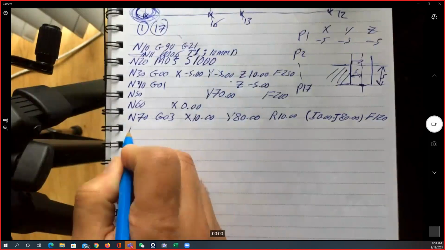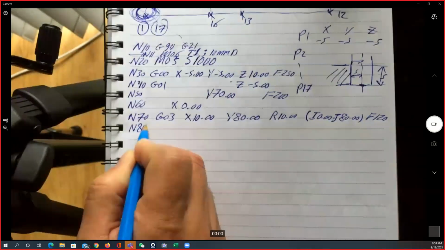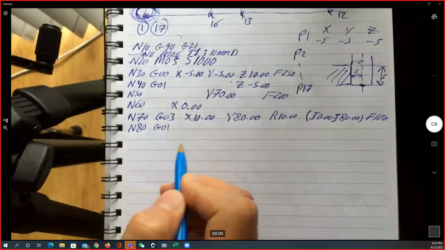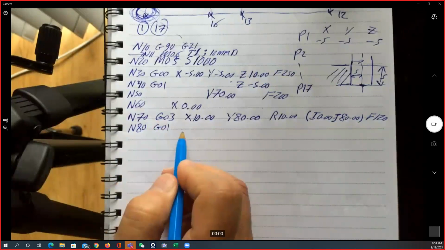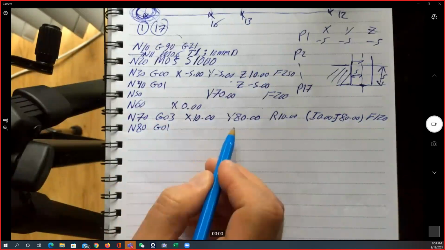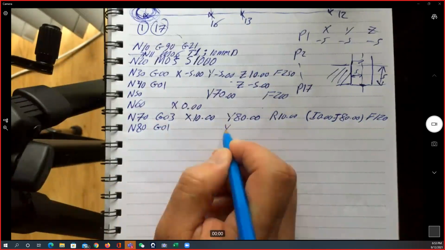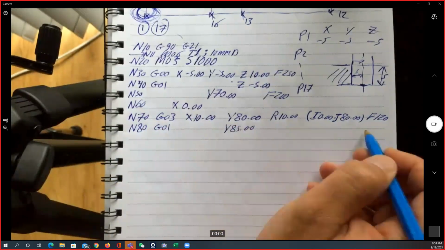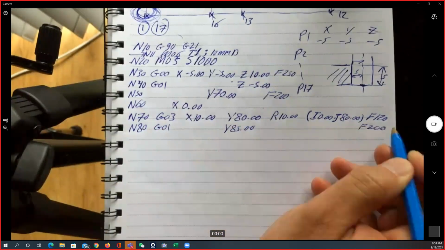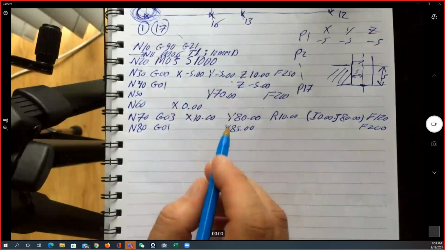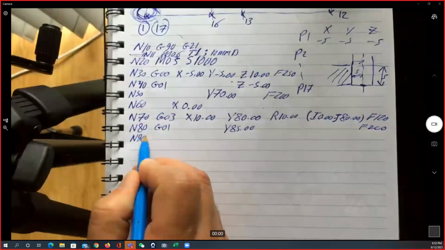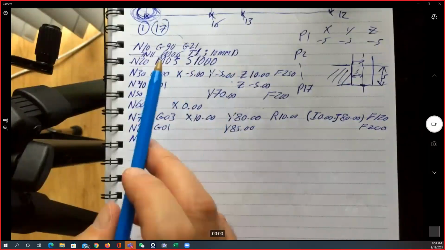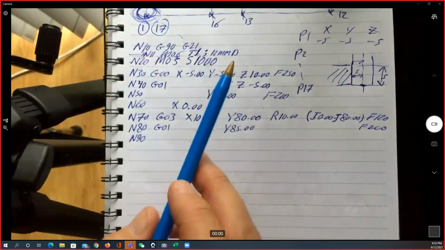The N80, I need to change back to the G1. So G1. And I will choose that the X actually remains the same. The Y is going to be changed by 5. So the Y is going to be 8500. And I will change the F to be 200 again, because I don't need to be slow in the straight cutting. And N90, no G01 needed. I'm going to move from 5 to 6. For the 5 to 6, the X will be changed, but the Y is not going to be changed.